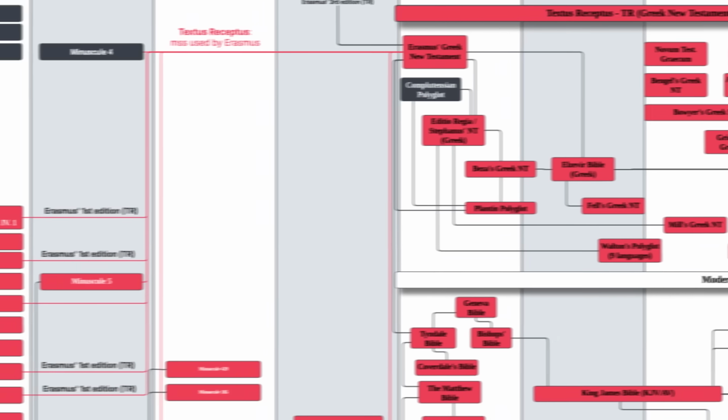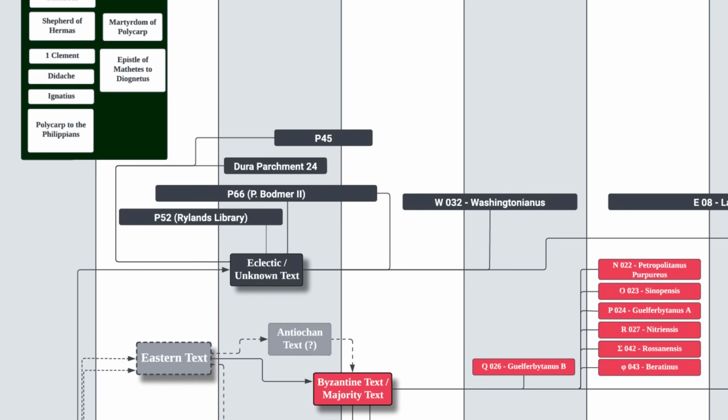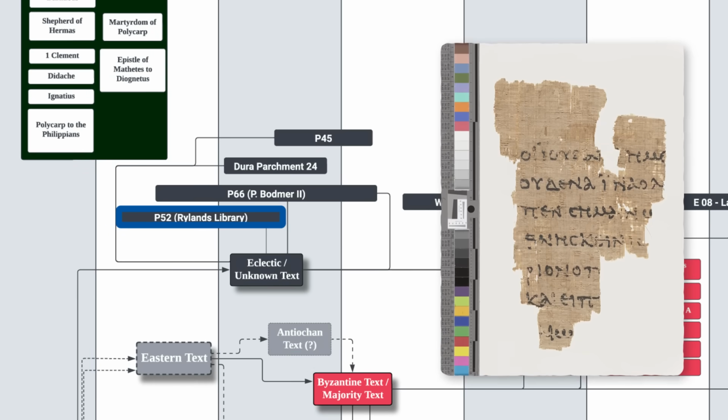If we go back to the beginning of the timeline, we can see that there are several of these early on, many of them mere fragments. For example, Papyrus 52 is probably the oldest fragment of the New Testament ever found, often dated as early as 125 AD. This credit card-sized fragment doesn't have enough material to be confidently assigned to a text type.